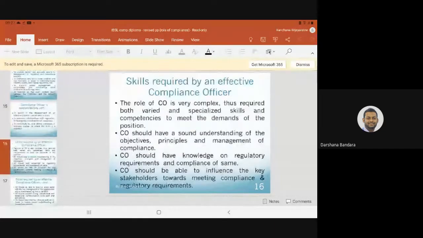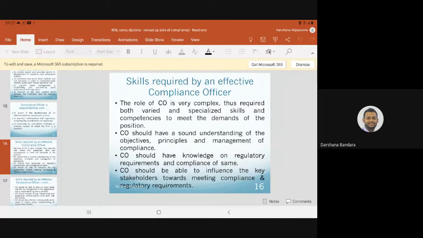Right. Then the skills required by an effective compliance officer. Skills required. So for you to function as a compliance officer, it can be the compliance officer or it can be a next level officer in the compliance, right? You need to have certain skills.